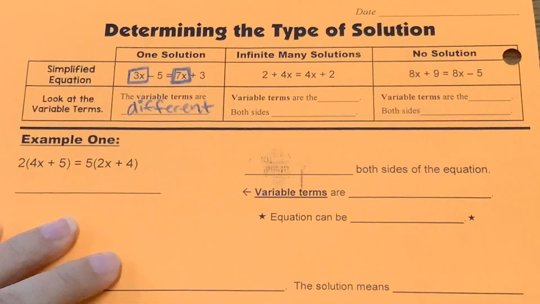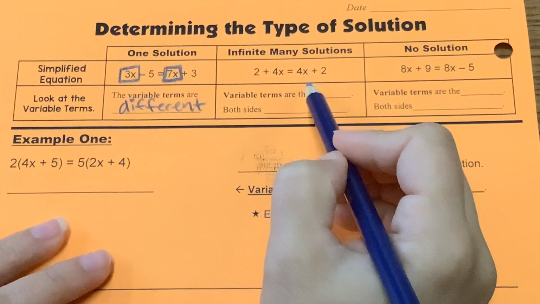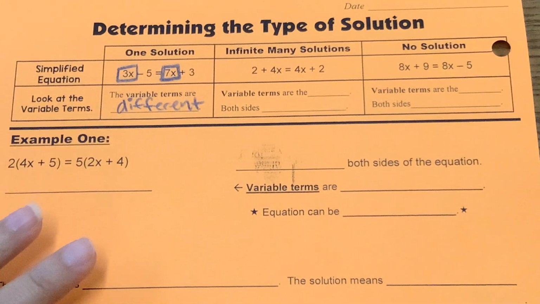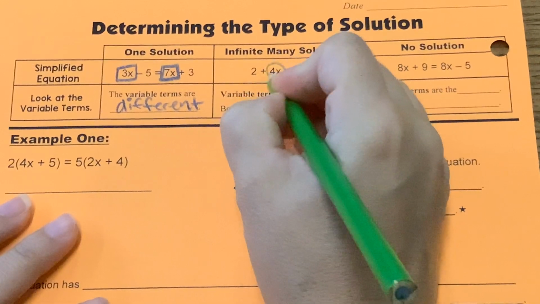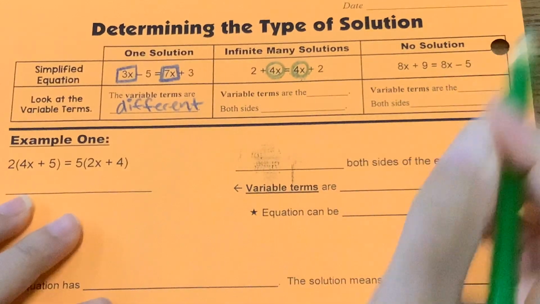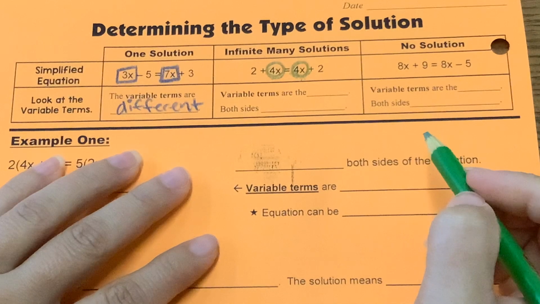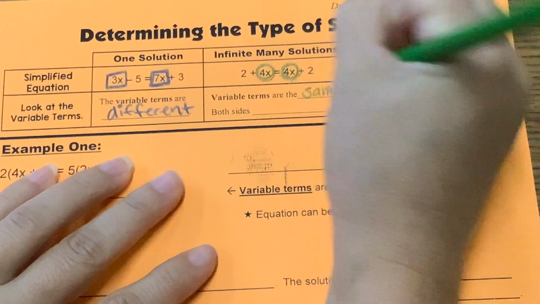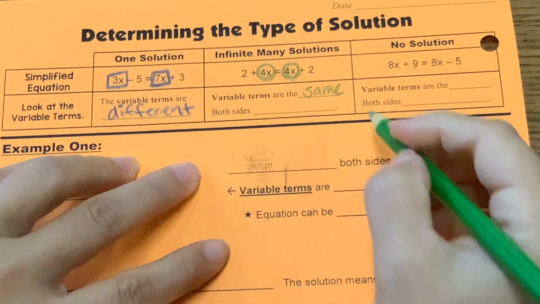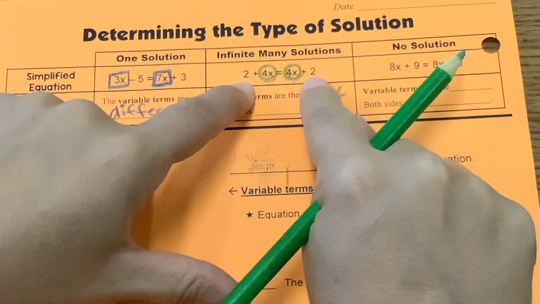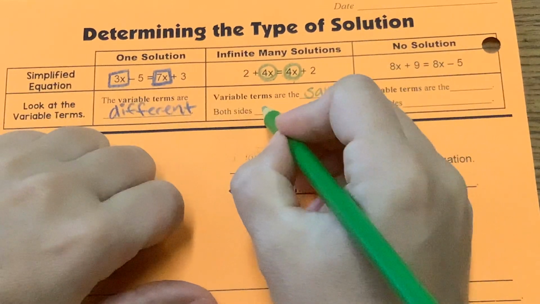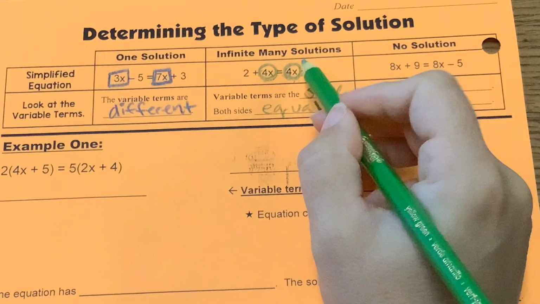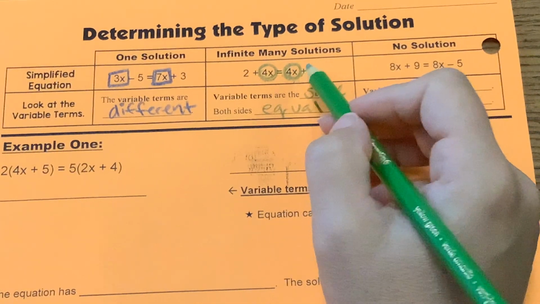Okay? In infinitely many solutions, what do we know about the variable terms? They are equal. So circle 4x and 4x with your green pencil. Okay, so the variable terms are the same or equal. And both sides are also equal. So the constants are also equal. Everything needs to be the same in order for it to be infinitely many solutions.